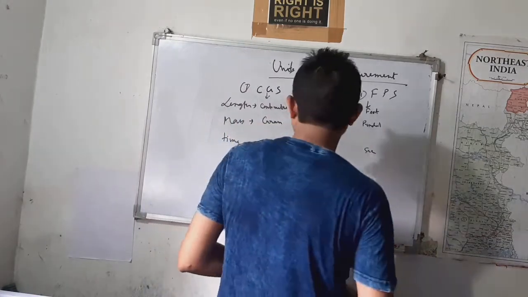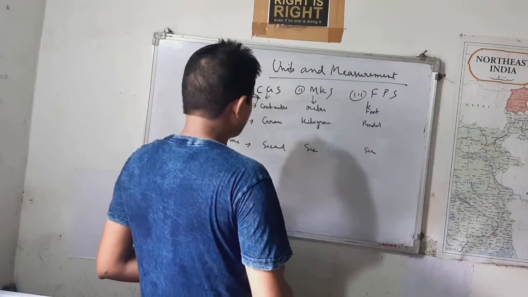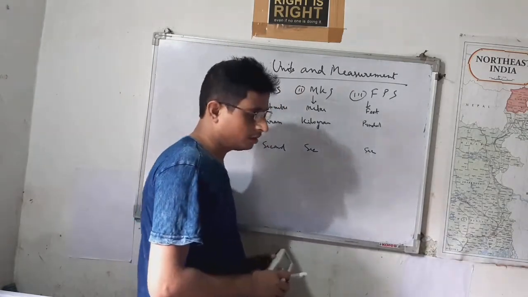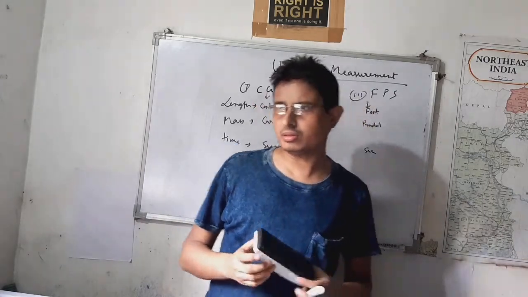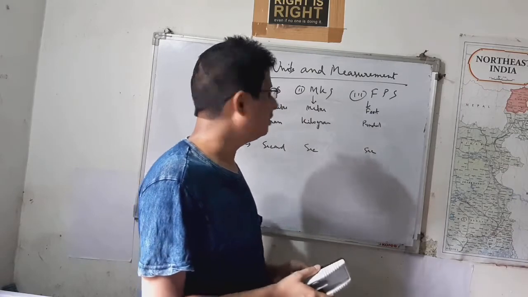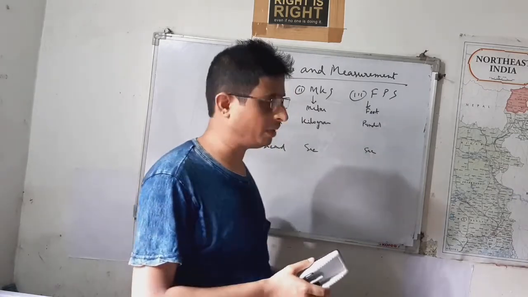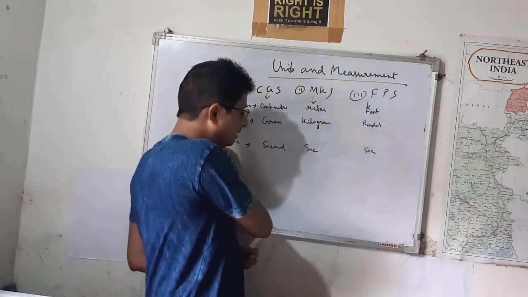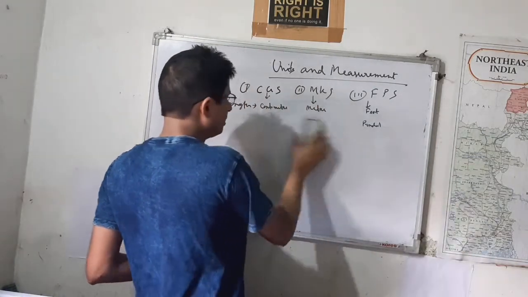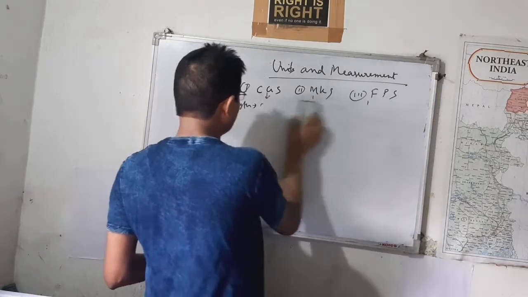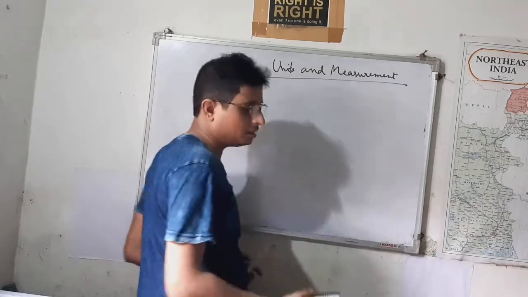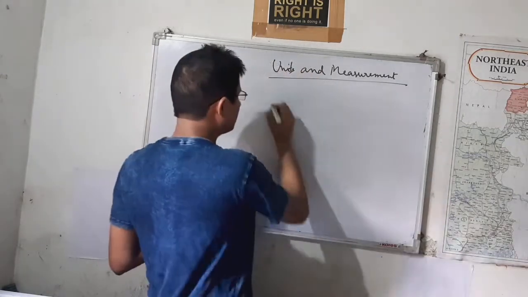So there are three types of units. Since there are three types of units, there was some problem about which unit should be used for practical purposes. So in 1971, the General Conference on Weights and Measures recommended an international system of units, which is known as SI units.